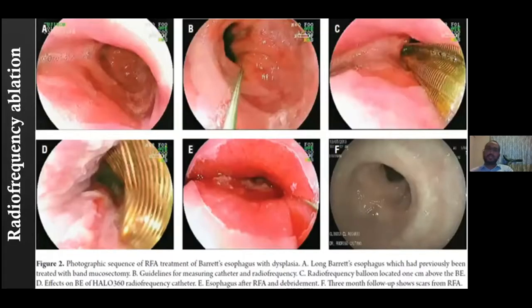Another example of radiofrequency ablation, showing how the procedure is done, and the last slide shows the 3 month follow-up, showing scarring from the radiofrequency ablation. Number F.